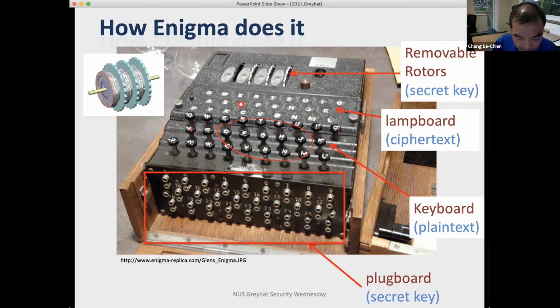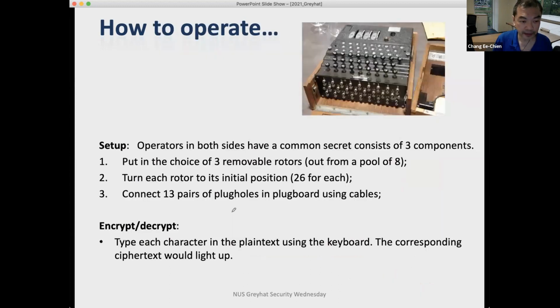And this is a plug box. This is also part of the secret key. The operator will join every pair with a cable. How you join them is the secret key, part of the secret key. Basically, let me summarize how we operate it.